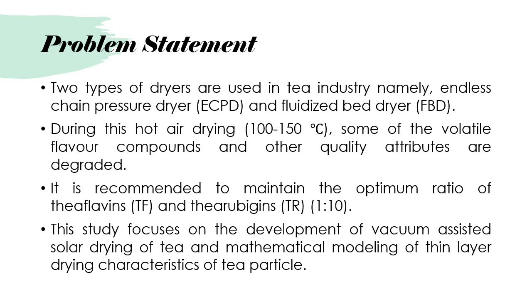Several literatures have indicated there are lots of problems in tea drying. Till date, in most of the tea industries, two types of dryers are in use, namely endless chain pressure dryer and fluidized bed dryer. In these methods, tea particles are subjected to a very high drying temperature of around 100 to 150 degrees Celsius. During the process, due to high drying temperature, most of the tea quality attributes are degraded.